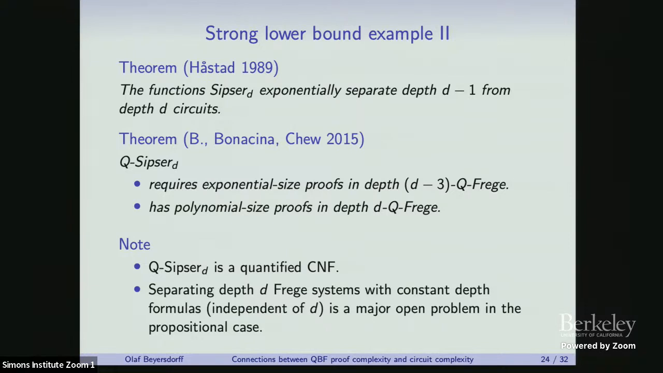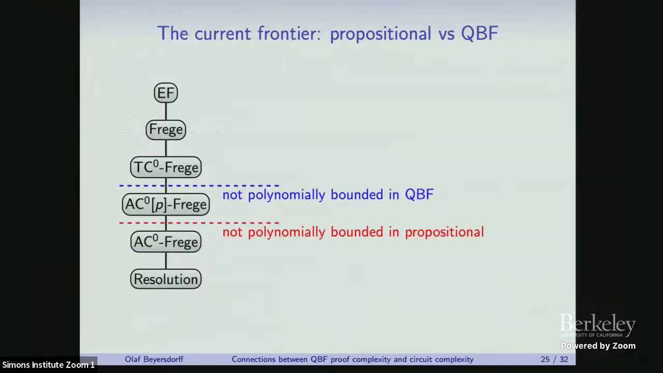And what's nice here is that this is actually a quantified CNF. So the separation doesn't depend on the depths of the formula. Again, this is something we don't have in the propositional world. Okay, so what this picture shows is that propositionally, we don't know how to exploit lower bounds for AC0 mod P, but in QBF, we can match exactly any kind of progress that we have in the circuit world by the strategy extraction mechanism. Yeah.